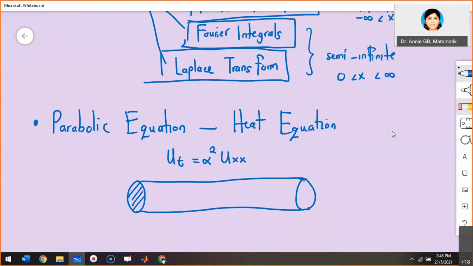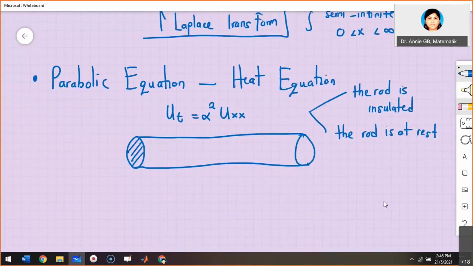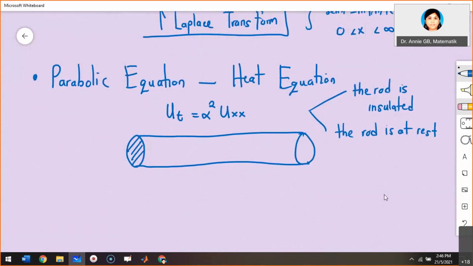Or dia boleh ada dua benda. So the rod is insulated. Maksudnya ada penebat, ataupun the rod is at rest. Okay, so what you want to do is kita nak solve different types of condition based on initial condition yang kita dapat lah.